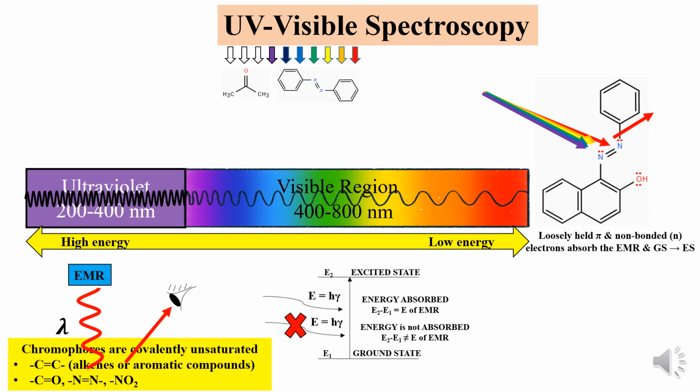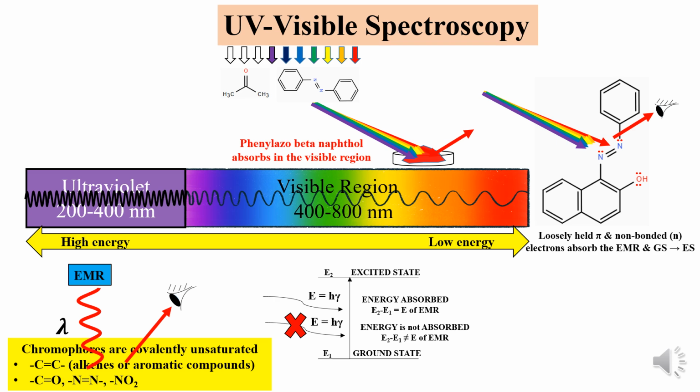So in case of the highly colored azo dye, that is phenylazo-beta-naphthol, when the radiation strikes the molecule, the loosely held pi and non-bonded electrons absorb the electromagnetic radiation and undergo transition from the ground state to the excited state, and the unabsorbed radiation is reflected back and is seen by the observer as red colored light because of the wavelength of that particular radiation which is reflected back, striking the retina of the eye. And that is why phenylazo-beta-naphthol is a red colored dye and it absorbs in the visible region.